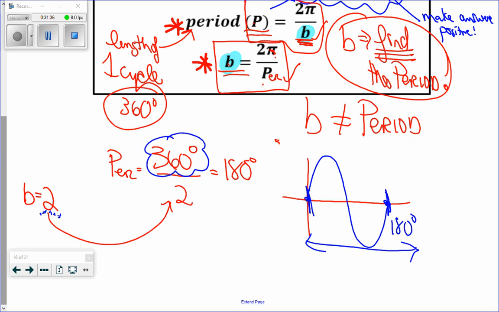So on the diploma, and we're going to do lots of examples. On the diploma, they're probably going to either give you the b value and ask you for the period, or give you the period and ask you for the b value. That's why it's probably 2 questions.